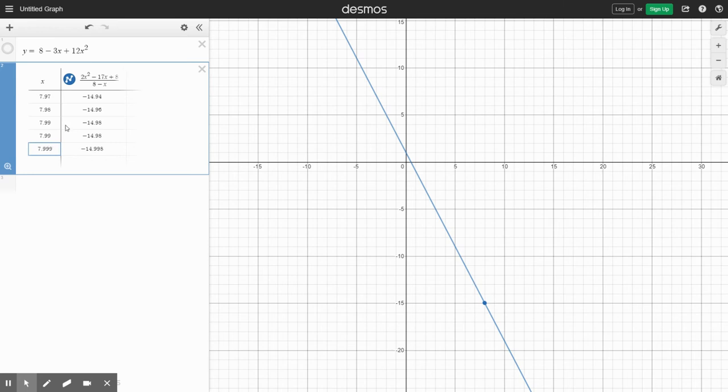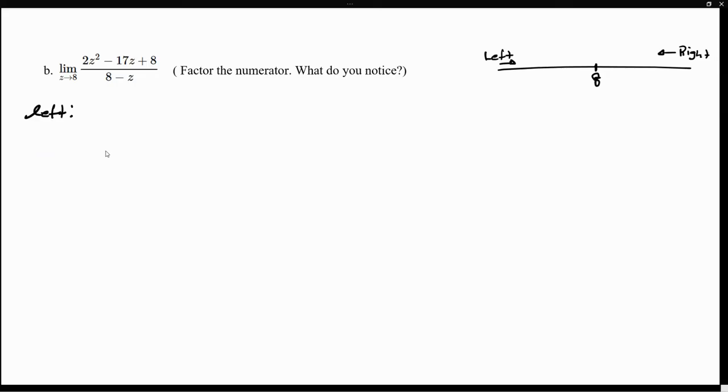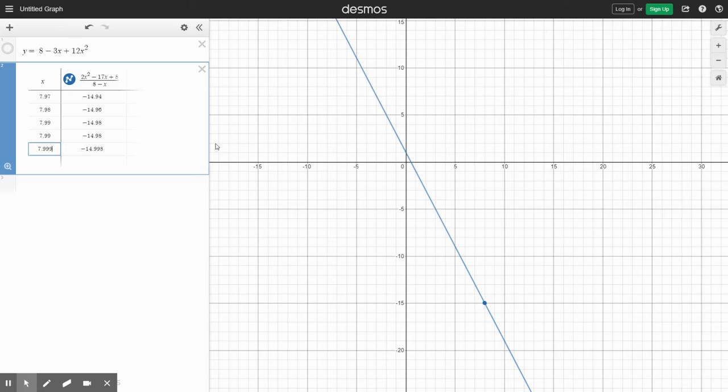If we take a look at the behavior, notice that as I'm getting closer and closer to the value of x equals 8, my y values seem to be getting closer and closer to the value of negative 15. So let's write that down. From the left hand side, the limit as z is getting closer to 8 from the left hand side of the function 2z squared minus 17z plus 8 all over 8 minus z, we seem to be getting closer and closer to negative 15.